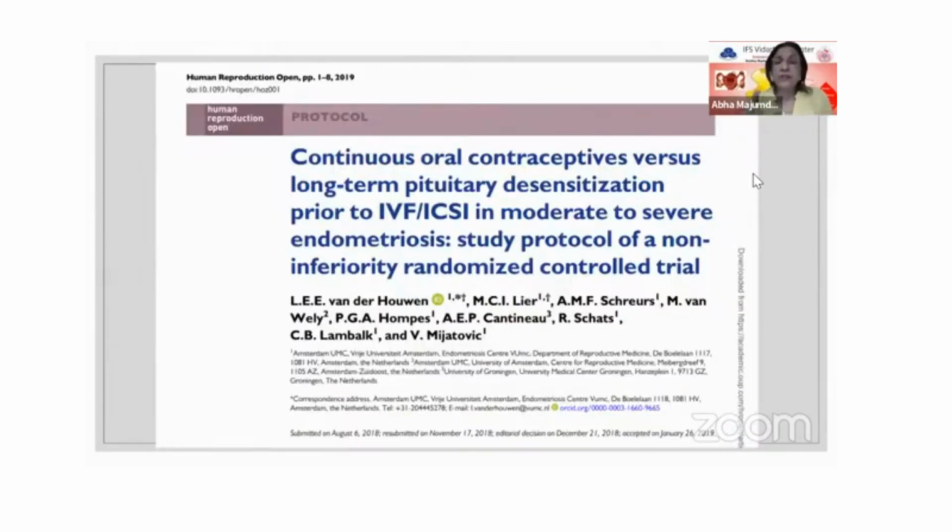Now, I have brought in 3 studies only to see what happens. Continuous oral contraceptive versus long-term pituitary desensitization prior to IVF ICSI in moderate to severe endometriosis: study protocol of a non-inferiority randomized controlled trial. Now, this is still underway. It was proposed in 2019. It was formulated and the whole methodology was shown in Human Reproduction.